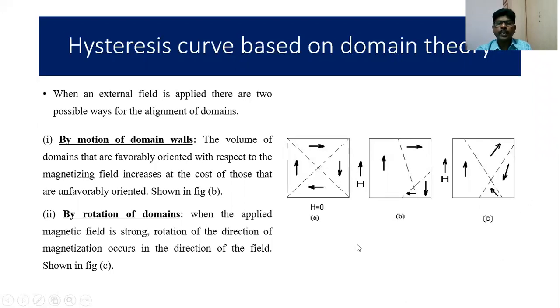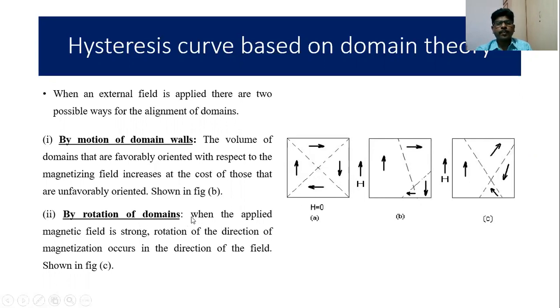Now, in this diagram, each region is called a domain and they have a dipole moment. And these dotted lines are the domain walls. By motion of domain walls, the volume of domains that are favorably oriented with respect to the magnetizing field increases at the cost of those that are unfavorably oriented. So here initially you would see the diagram, the total value is equal to 0, no external field is applied. When you apply an external field in this particular direction, the volume of one region becomes more and the volume of other regions becomes less, because this domain's dipole moment is in the direction of the external field.